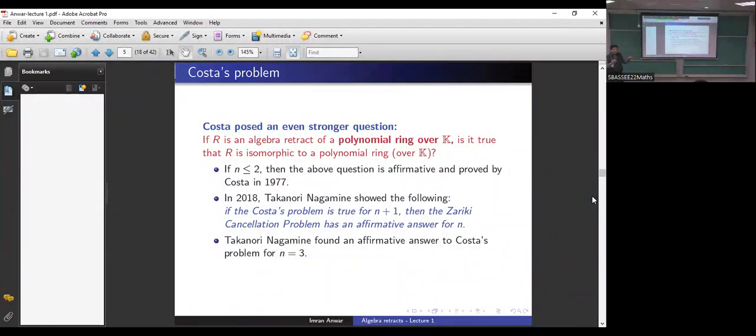And by the way, no progress in terms of the Zariski cancellation problem. The Zariski cancellation problem is known for n less than or equal to 2. So n greater or equal to 3 is still open. So he gave an independent proof of the Zariski cancellation problem, but by using Costa's problem. Okay, I hope you are following the story up till now.